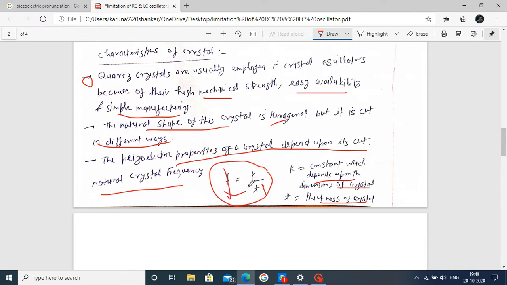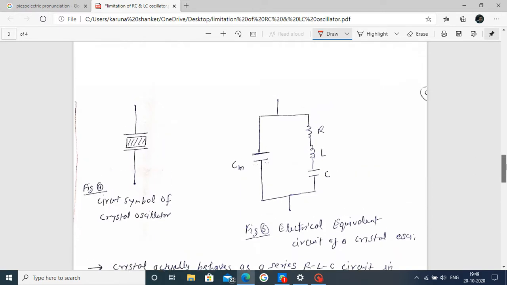These are the crystal characteristics. Next, we move to the equivalent circuit and symbol. This is the electrical equivalent circuit of the crystal, and this is the symbol of the crystal oscillator. Consider this as parallel plates, with the connection of the plates, and between them is the crystal, which is similar to the electrical equivalent written here.